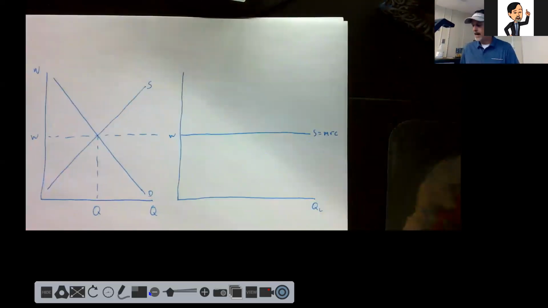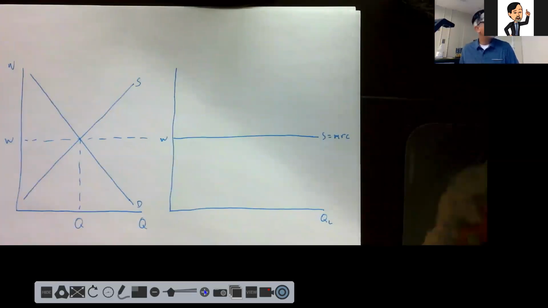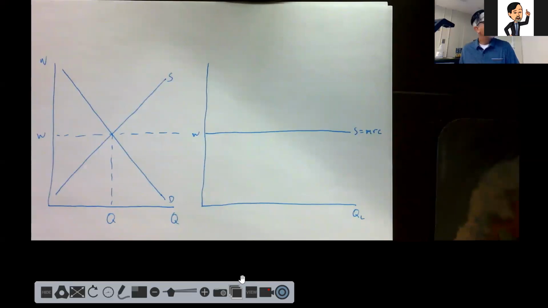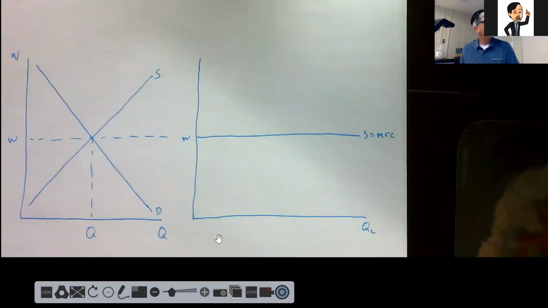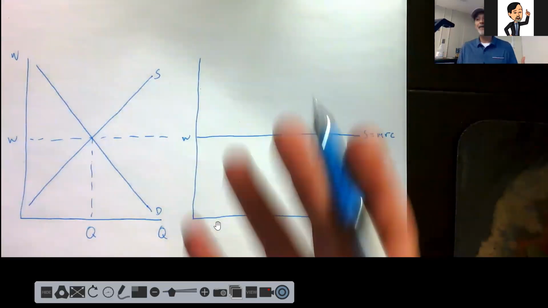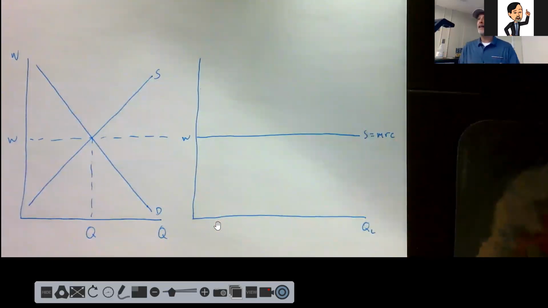The supply curve equals MRC. And you might ask yourself, what's MRC? Nailed it. Yes, it's marginal resource cost. And by the way, I would just like to point out that that right there actually is a demonstration of just things you've learned this year.